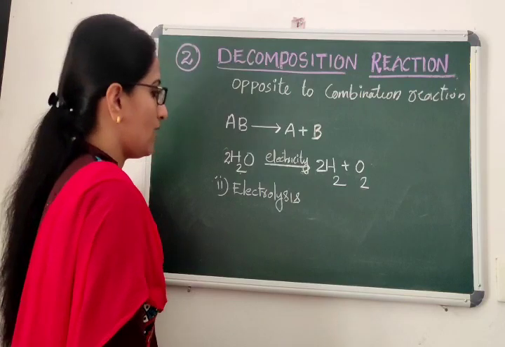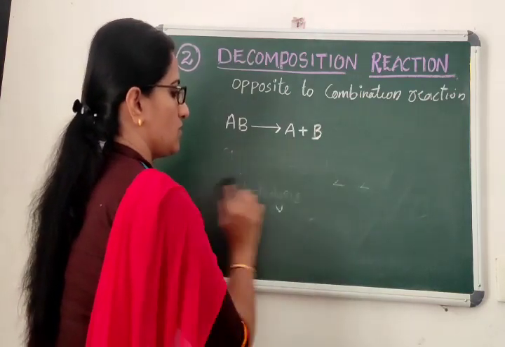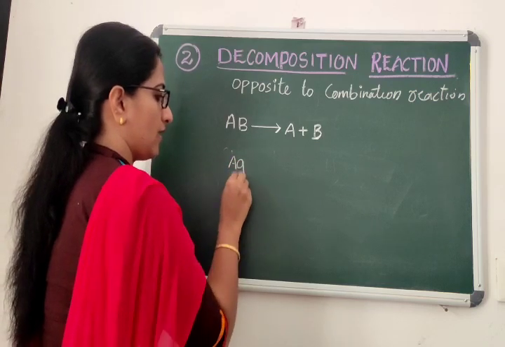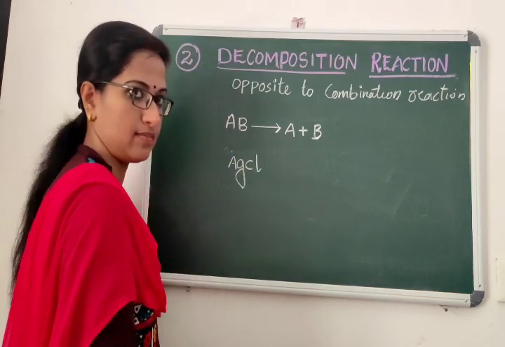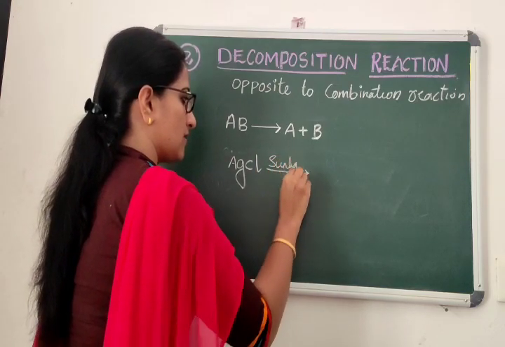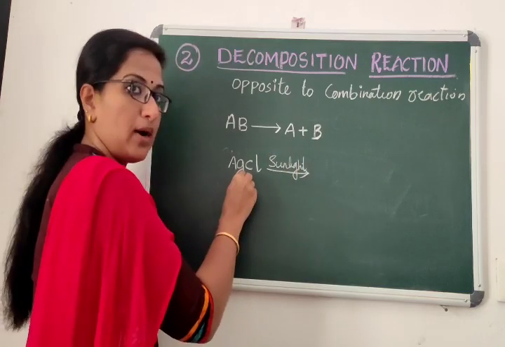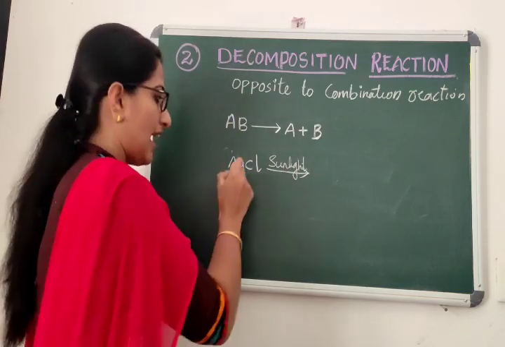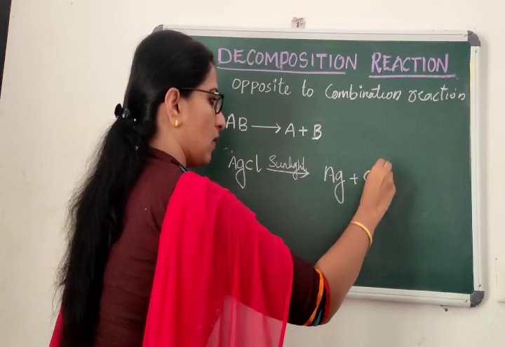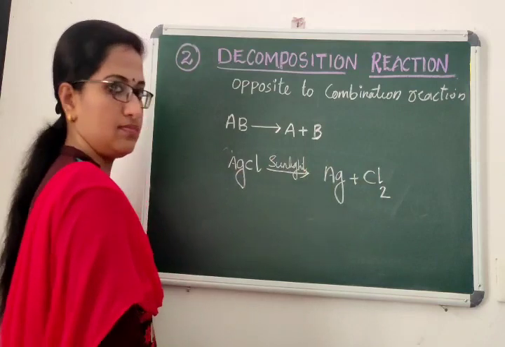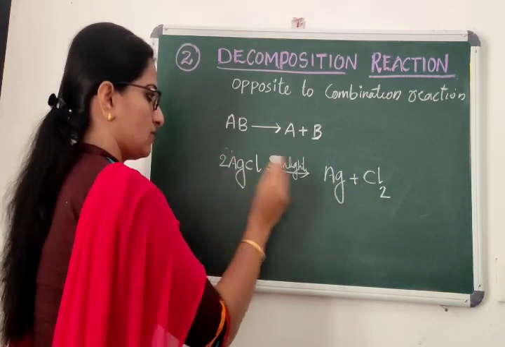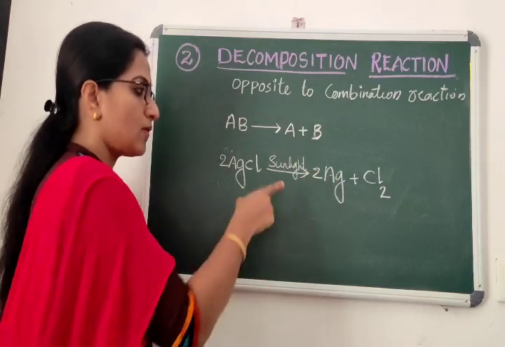Now let's have another example for decomposition. If you have silver chloride, in the presence of sunlight, this compound undergoes decomposition and the silver chloride is converted to silver and chlorine gas. So here the balancing: 2 chlorine, 1 chlorine. It is 2, 2. So look at here, children.